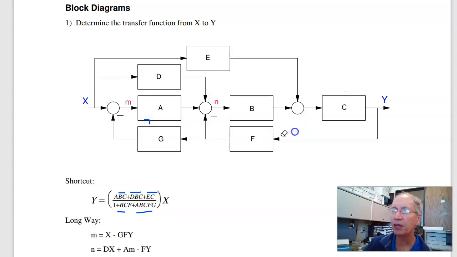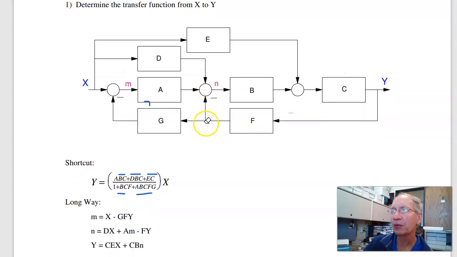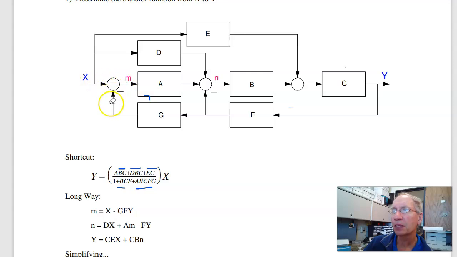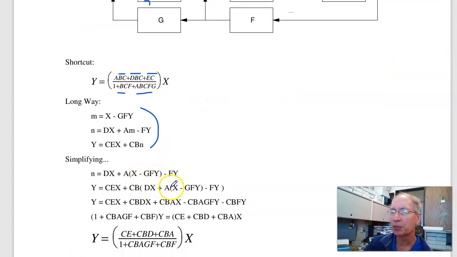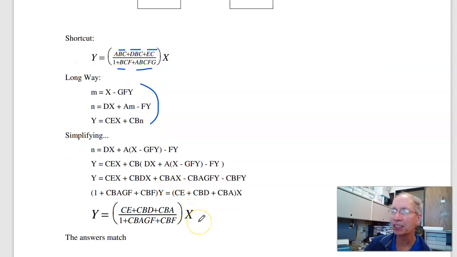That's one way to do it. On the FE exam, I would use the shortcut. Usually that works. Occasionally it doesn't. The long way that always works is to declare the output of each summing junction a variable. I'm going to call them m and n. Then write the equations. M is x minus g times f times y. N is d times x plus a times m minus f times y. And y is c times b times n plus c times e times x. Once you get the equations, do a bunch of algebra, substitution, time passes, and I get the exact same answer.